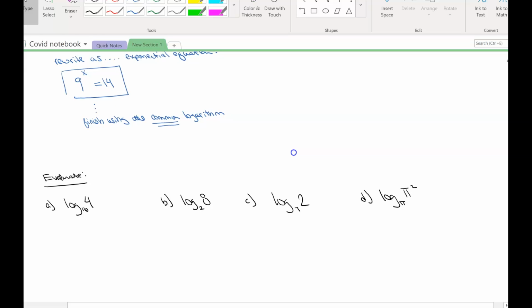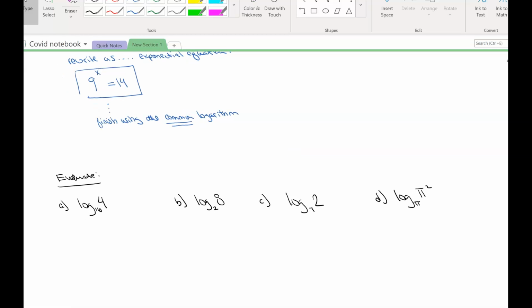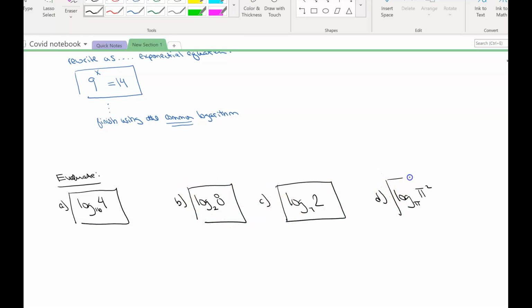Okay, so here are A, B, C, D, 4 expressions, and you're asked to evaluate them. And I'm going to say 2 of them are doable. No, let me make that 3. 3 of them are doable without a calculator. 1 of them is not.